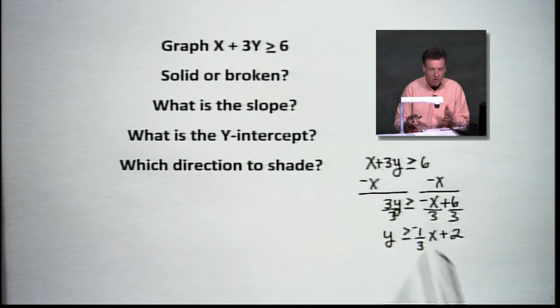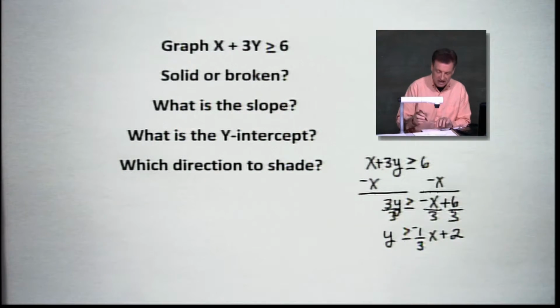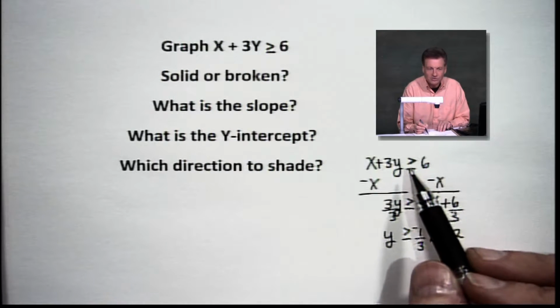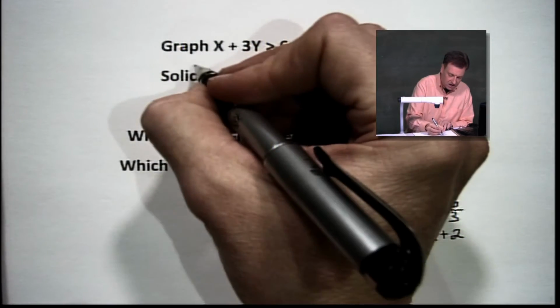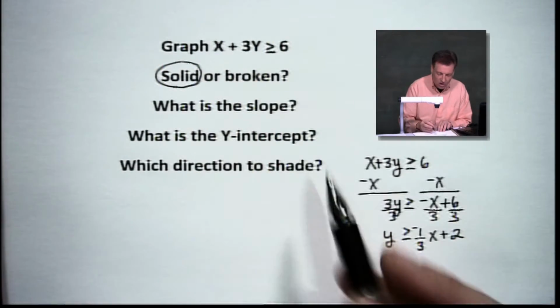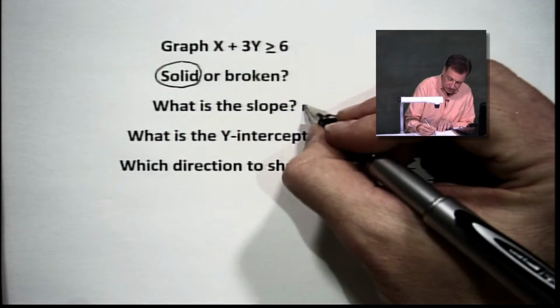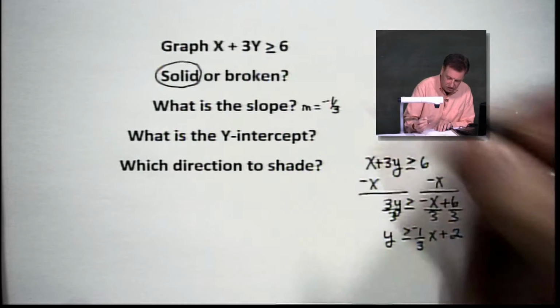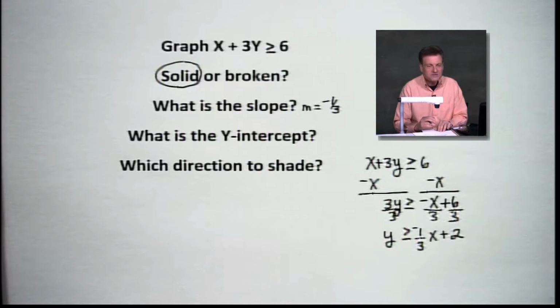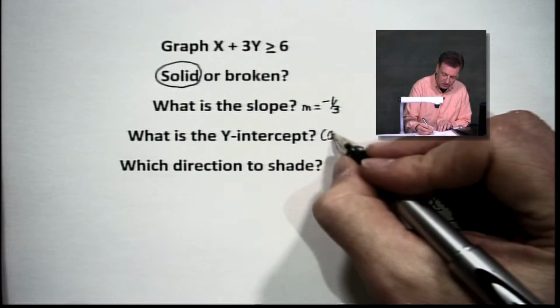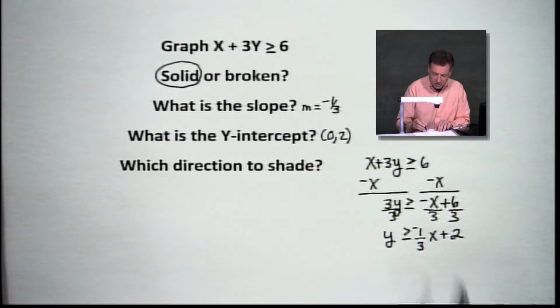So now we've got it going here, all right? First of all, is it solid or broken? We've got to look at the greater than or equal to. Hey, that equal to is the key right there. Go solid, go solid. What is the slope? Well, it took us a while to find it, but it's going to be negative 1/3. So our slope equals negative 1/3. That's going to be important to us. What is the y-intercept? It's the number on the end: 0, 2.